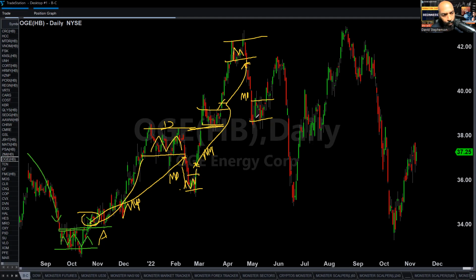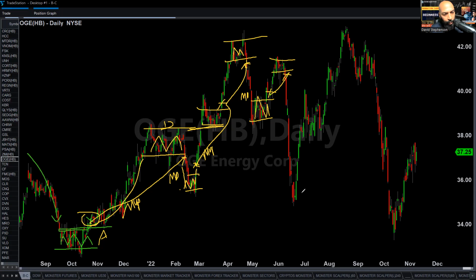All right, so accumulation, price broke resistance right here. We would have bought here. Made a move over here, resistance, right? Support, broke support. We would have gotten out here. All right, markdown phase, we would have been out. All right, we've been out, right?